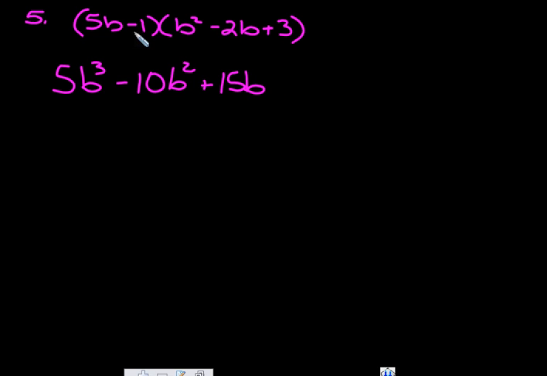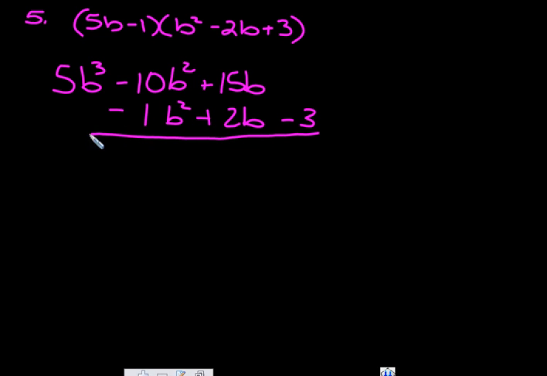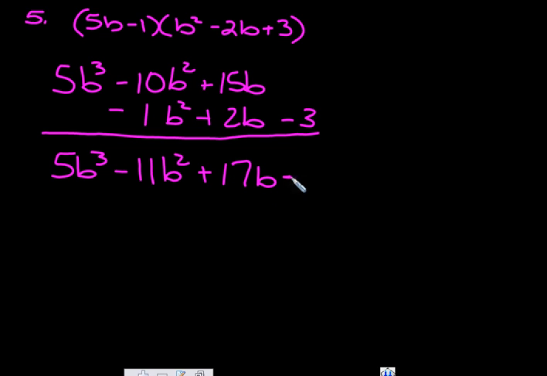Next, we're going to distribute a negative 1. Negative 1 times b squared. I'm going to line these up underneath each other because it's simply easier when you're adding them together. A negative 1 times a negative 2b is a positive 2b. And a negative 1 times a positive 3 is a minus 3. And now it's going to be much easier to combine these terms. We're going to get 5b cubed minus 11b squared plus 17b and minus 3.